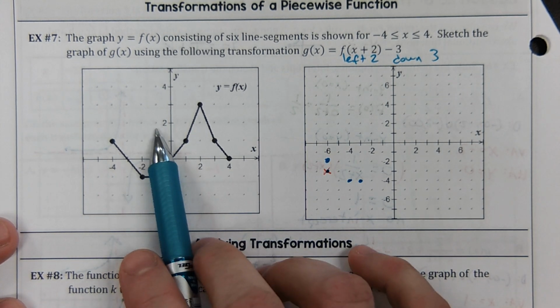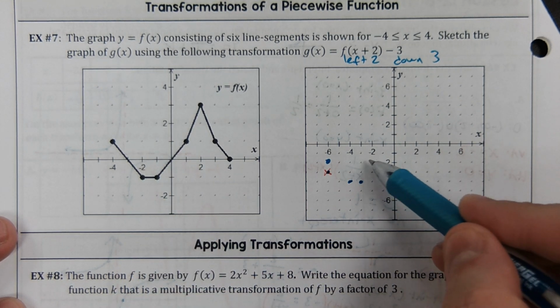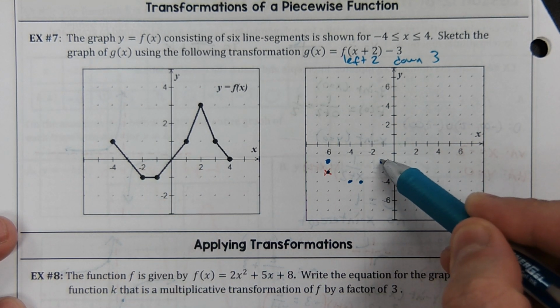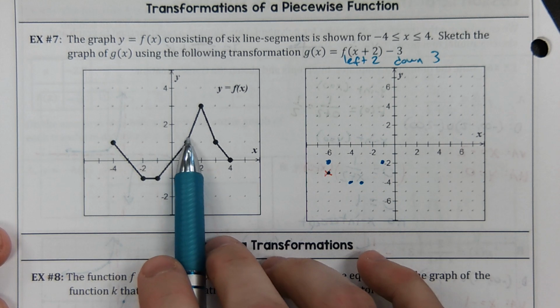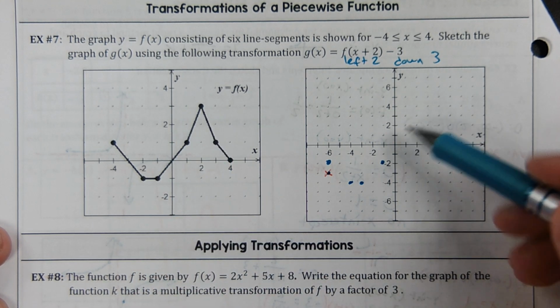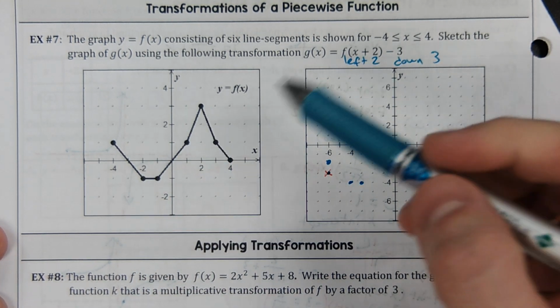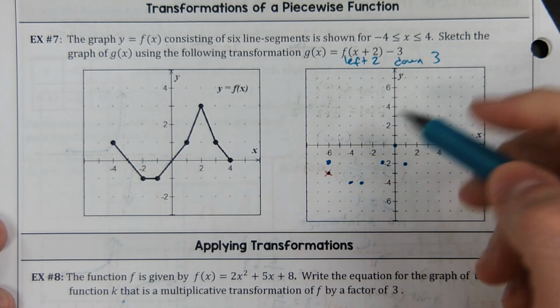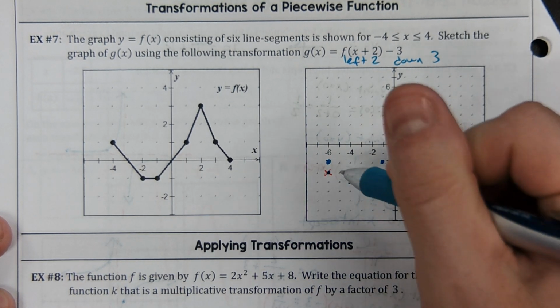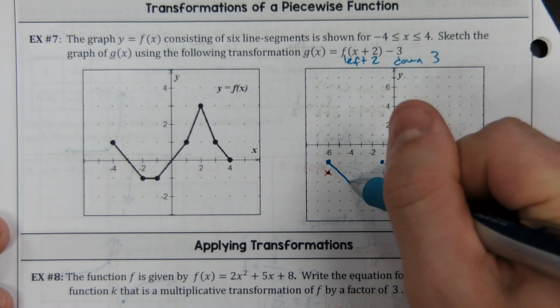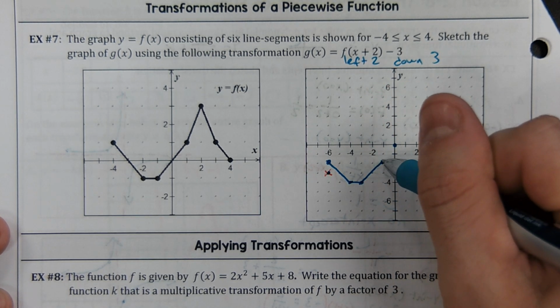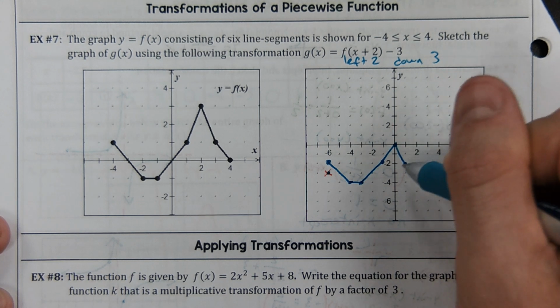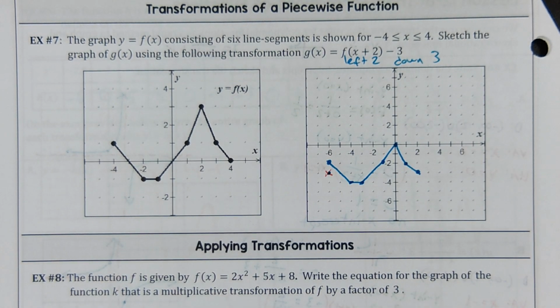So we can go up 2, right 2. Go up 2, right 1. Right 1, down 2, and down 1, left 1. There it is. See, that's a nice thing about rigid transformations. There it is. We've already done those. Easy question. Easy peasy, right?